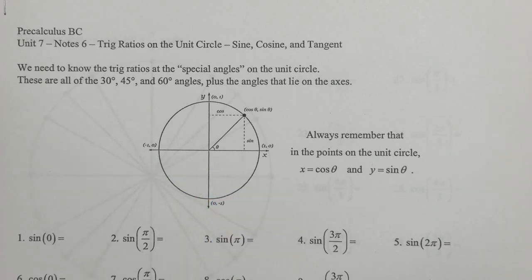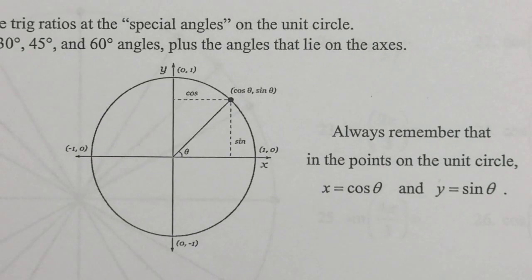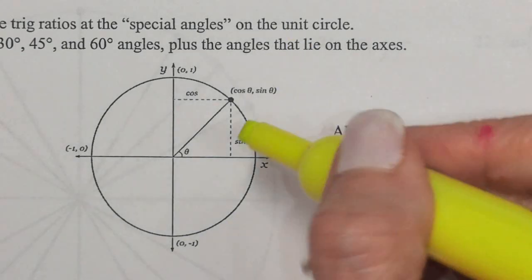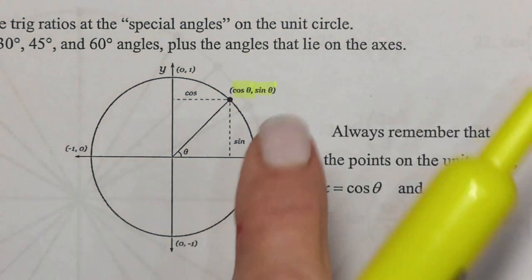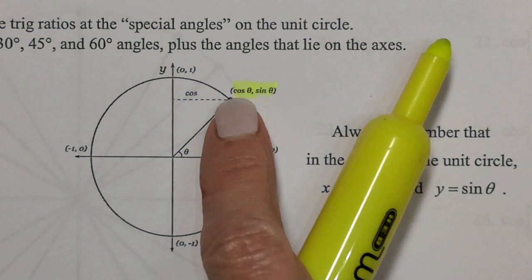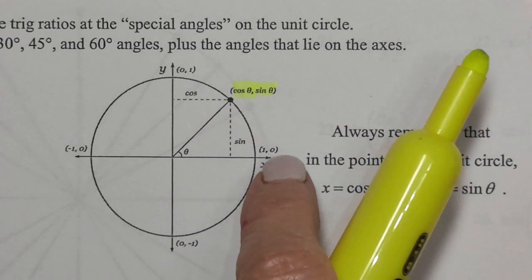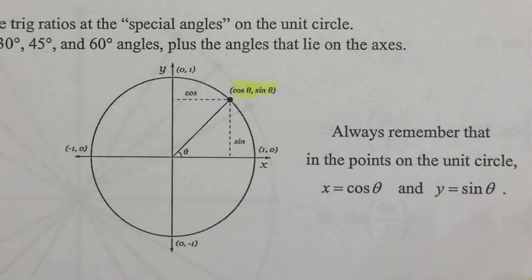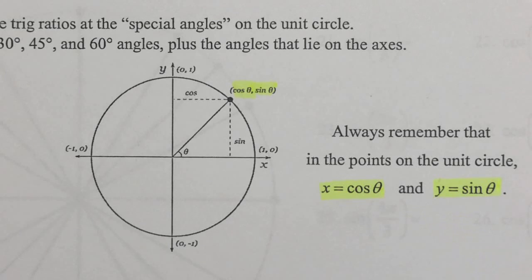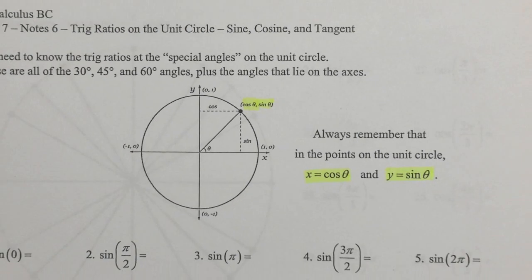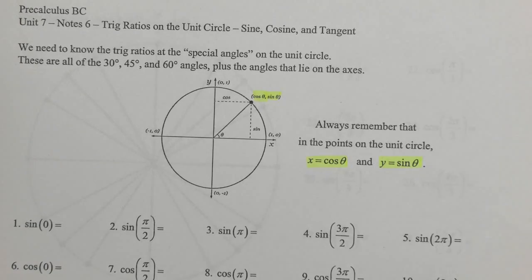The key to this is knowing that, and I hate that this got so tiny. When I made this, it wasn't supposed to be that tiny, but the x-coordinate of every point on this unit circle is your cosine of theta, and the y-coordinate is your sine of theta. So x is cosine, y is sine. I need you to remember that. Okay?